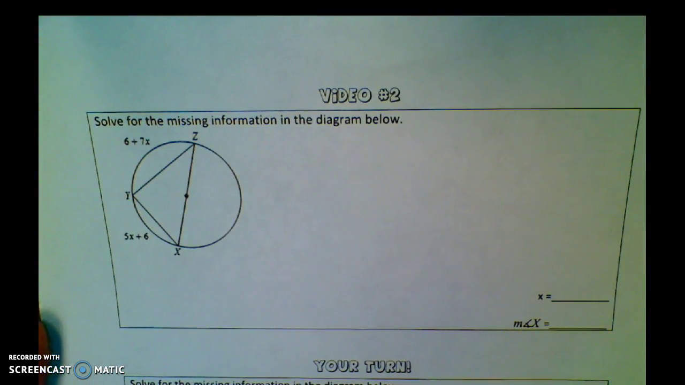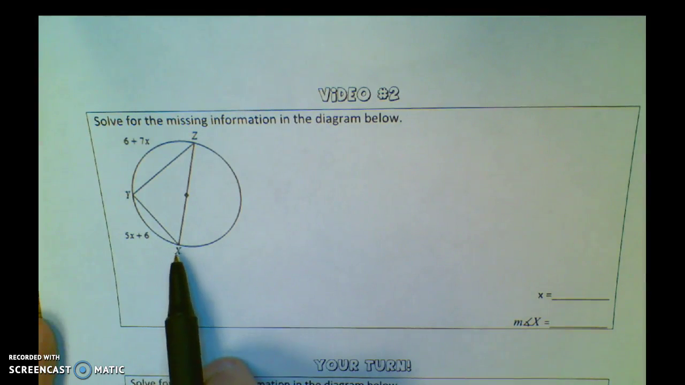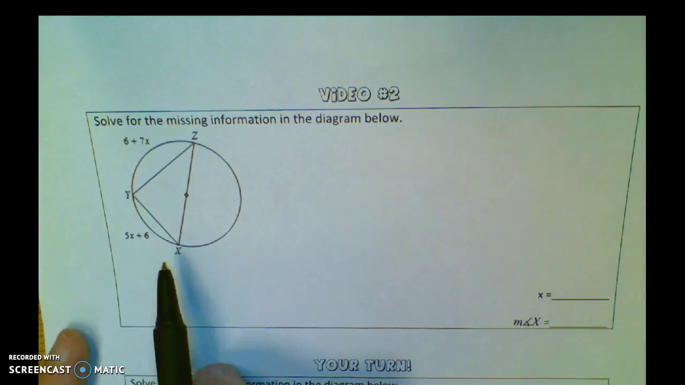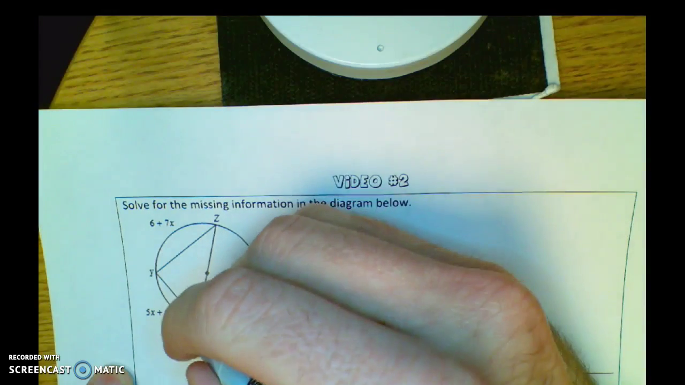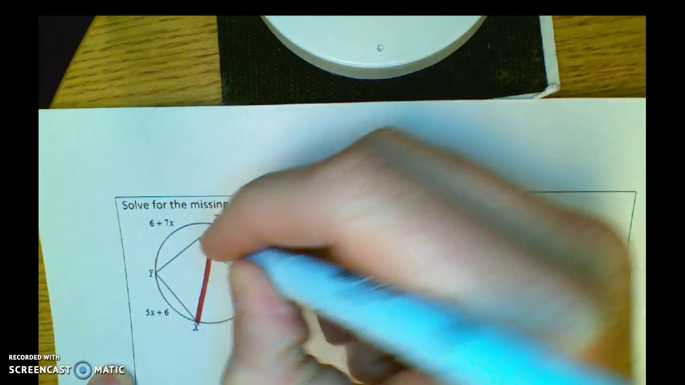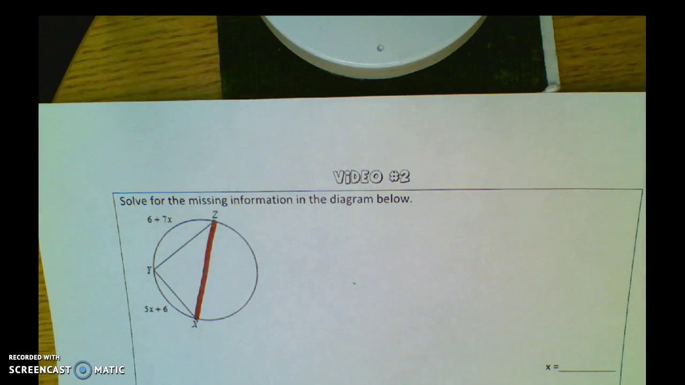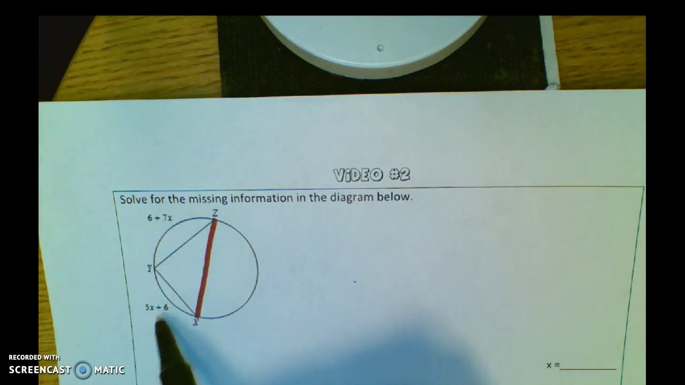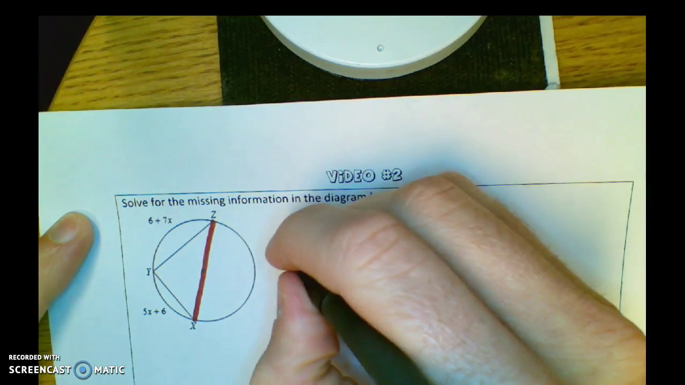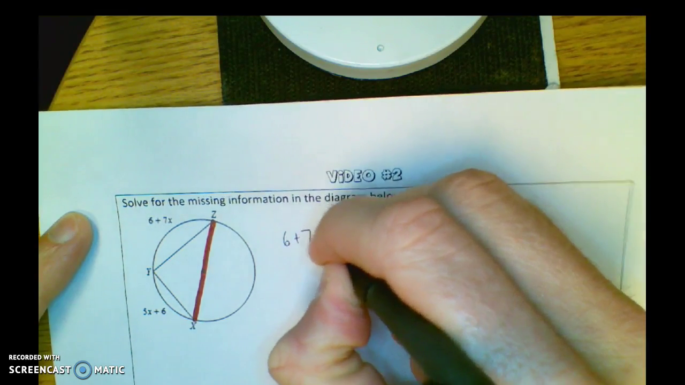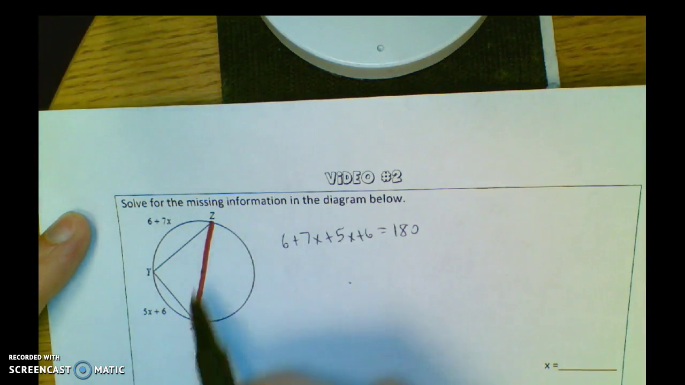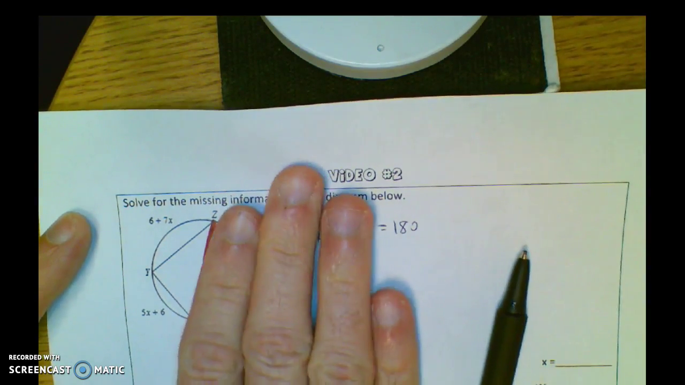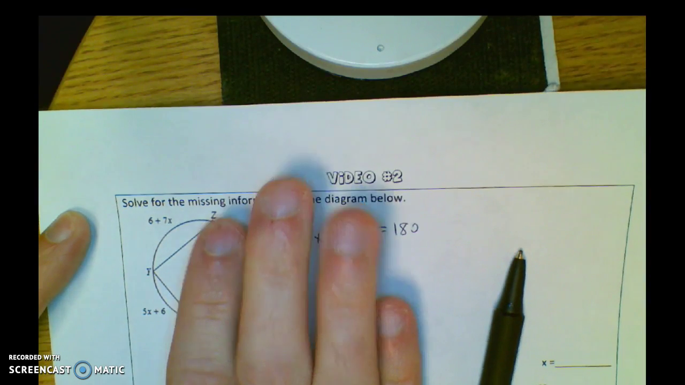Here it's asking us to find x and then the value of angle x right here. When you're looking at your circle diagram, something you always want to look for is a diameter, because a diameter splits a circle in half, making the arcs on either side of the circle equal to 180 degrees. With that information, I can set up and solve for x by making the arcs add up together to equal 180. It's 180 this time because I'm only focusing on this half of the circle. And these are the arcs.